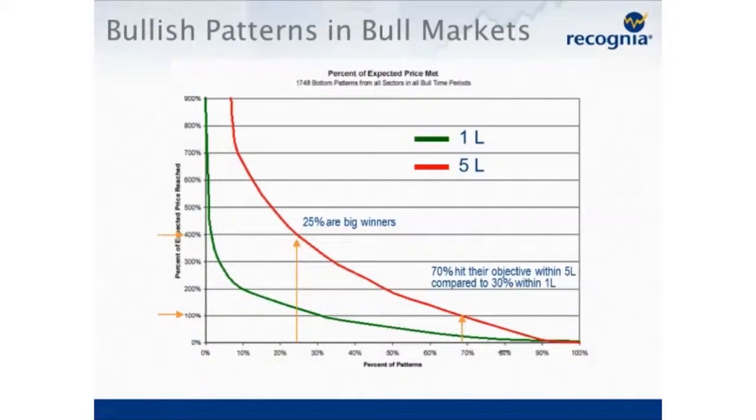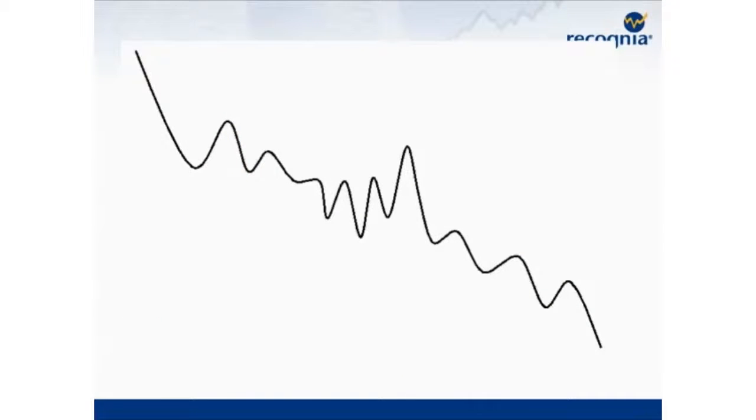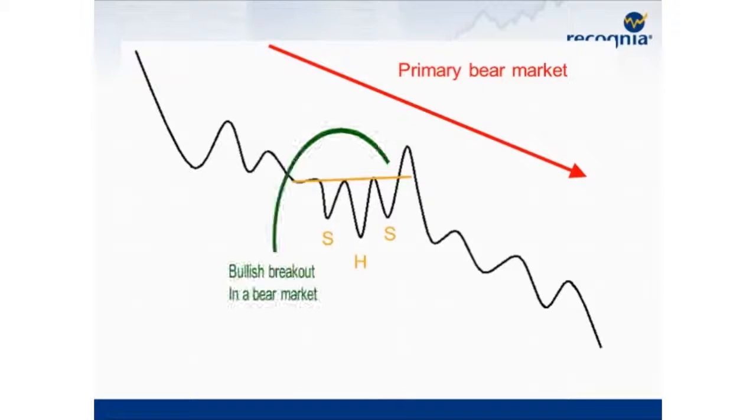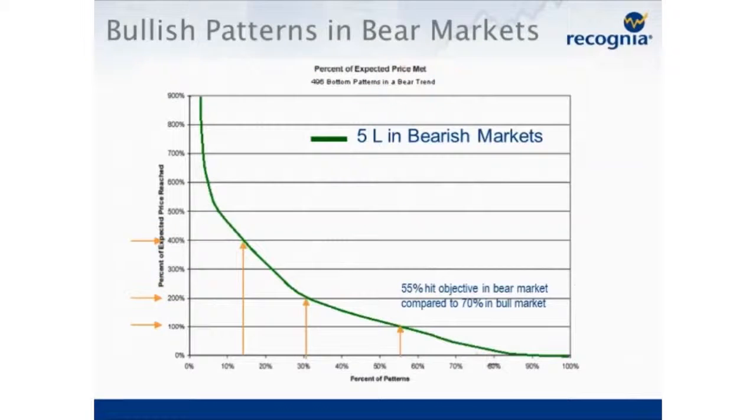Now, I won't bring up the data for everything, but I will bring up the case of bullish patterns in bear markets. Here's an example. This is a head and shoulders bottom in a primary bear market. If we look at bear markets, this is the success rate of bullish patterns in bear markets. What we find is that in 5L, 55% of patterns had hit their target price, 30% had hit double the target price, and 15% had hit 4 times the target price. So even in bearish markets, bullish patterns are fairly effective.